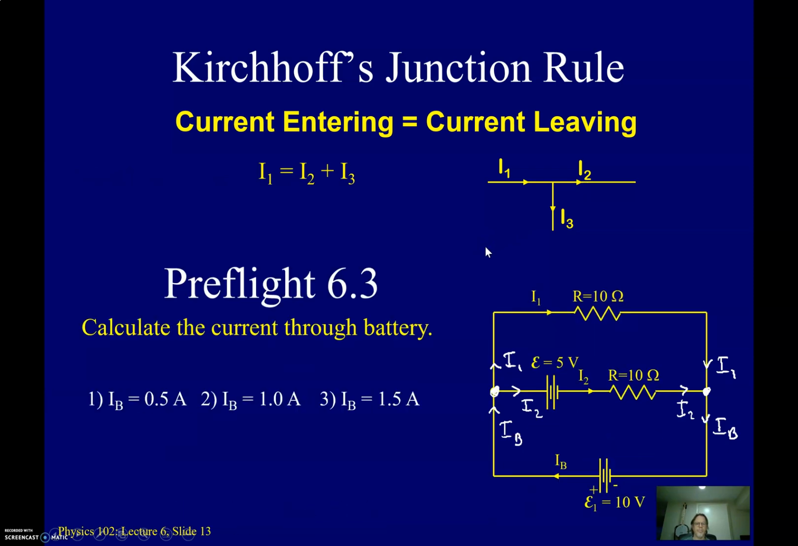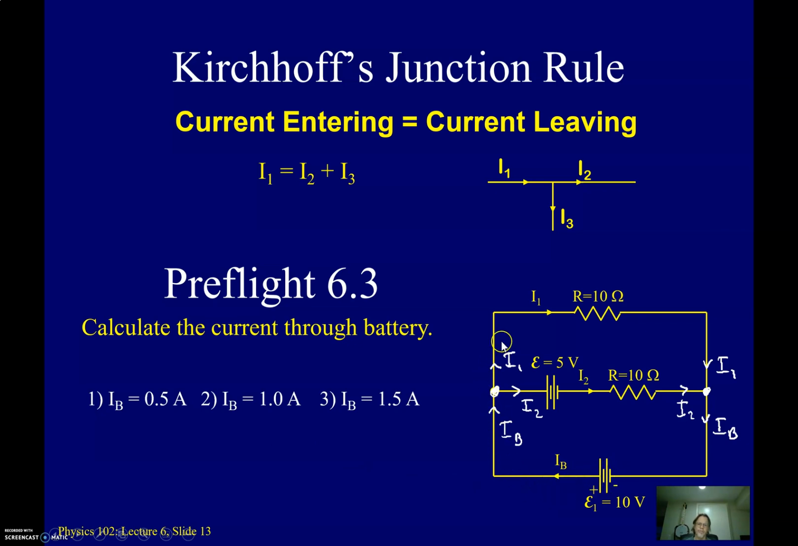So now we're going back to here and we have some different things. Calculate the current through the battery. It's not really telling you which battery, and there's two of them. Oh, it's this one. It says IB. So they're talking about this battery there, how much current is going through there.